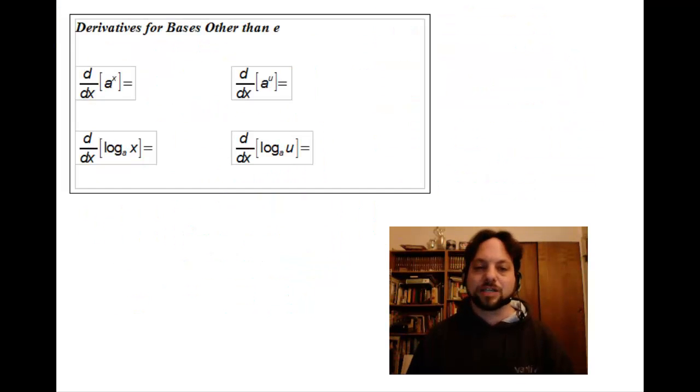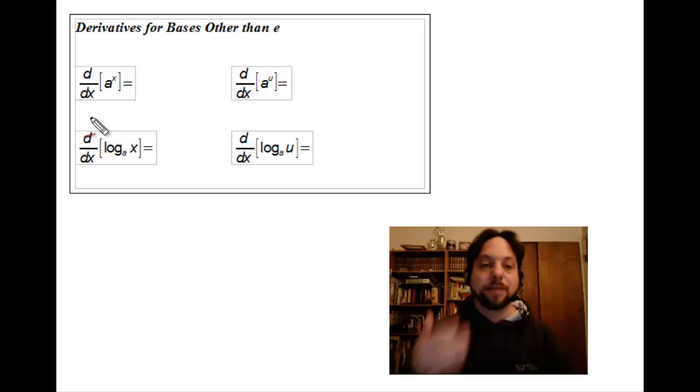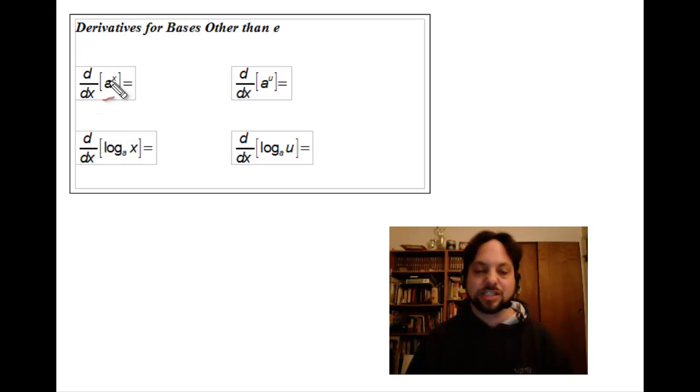So you can see in this box, we're going to be talking about how to differentiate exponentials that do not have a base of e. In all 4 of these derivatives, a is going to represent some constant. And here's how this is going to work. I'm going to present these without proof. There's certainly a lot of proofs you can find if you research them.